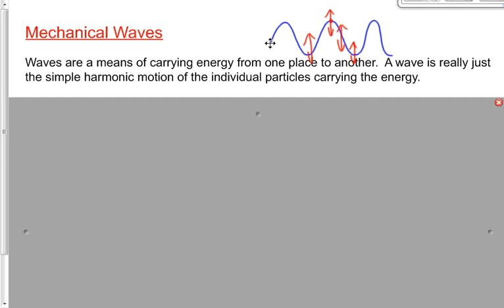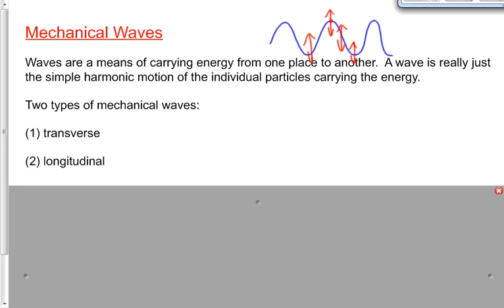So here's the connection. We've just jumped from simple harmonic motion to waves. Waves transfer energy from one place to the other. On the surface, they're completely different than simple harmonic motion. But the nature of the waves comes from the simple harmonic motion of individual particles. That's why we're doing both of those in the same unit, simple harmonic motion and waves. Because really, although we're looking at it from a different angle, we're still doing simple harmonic motion.